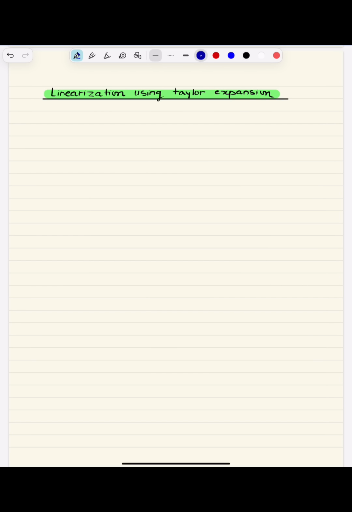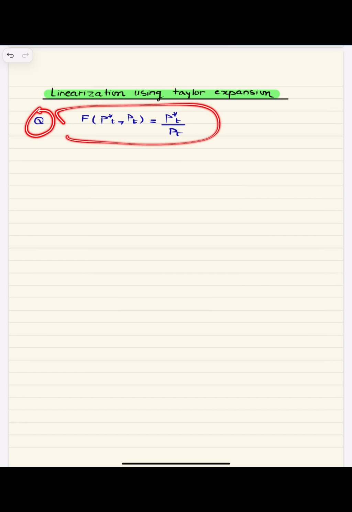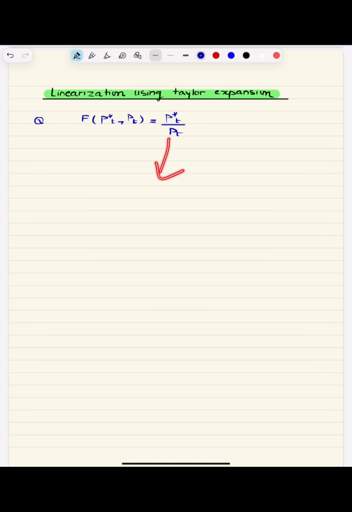So for instance, suppose we have a function which is a ratio of optimal price and actual price, P star T over PT. Whatever example I write when revising a concept will come into usage when we are deriving the Phillips curve, so it's nothing extra.